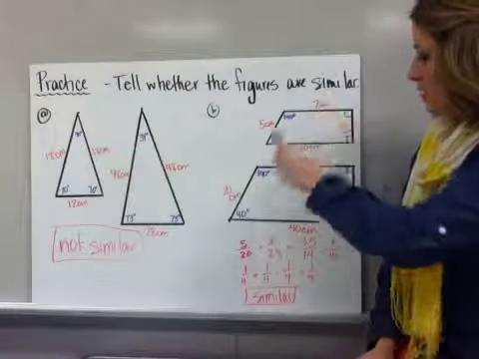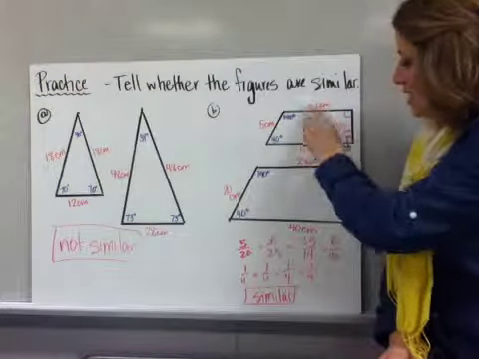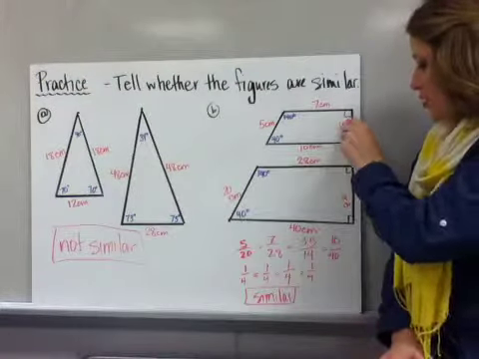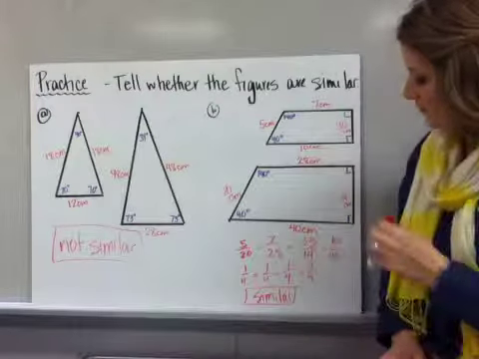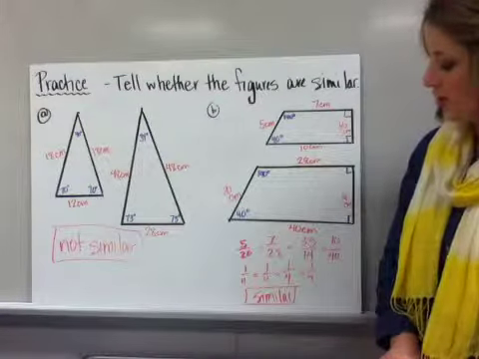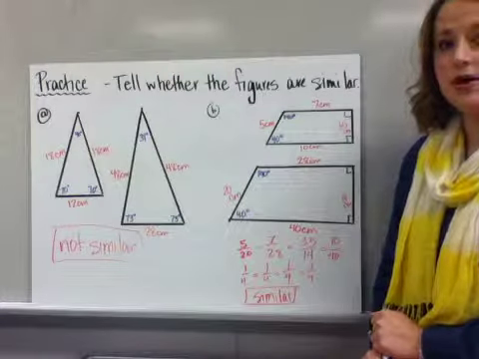For practice B, the angle measures are congruent, so now we need to look at the side lengths. So I stacked the corresponding sides: 5 over 20, 7 over 28, 3.5 over 14, and 10 over 40. And if you simplify each of those ratios, you get 1 over 4. So for part B, those two quadrilaterals are similar.